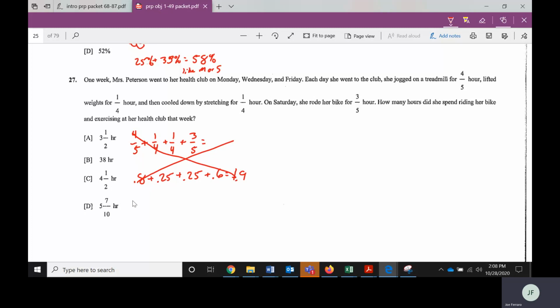So the first thing I'm going to do is figure out how much she exercises when she goes to her club. It was kind of right, but I added one thing in there that we shouldn't have. So this is what she does at the club. The mistake I made was the extra 3/5 is a one-time thing per week. So when we do this, this is how much she does each day she goes to the club, and that's going to be 1.3 hours each day.